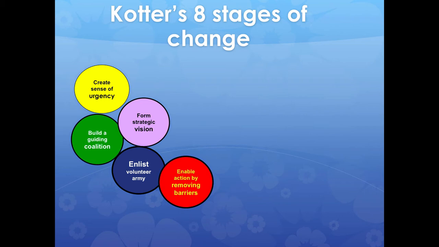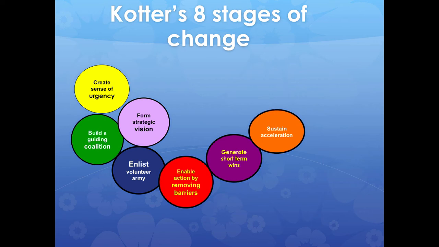The fifth stage he described as enabling action by removing barriers. So we know that people are not going to enjoy the change, so please make their life as easy as possible if you can. And while you're at it, you're trying to motivate them, make them feel better, so generate short-term wins. Once you get it going, please sustain the acceleration. Don't lighten up. Don't declare victory too soon. Make sure that the change is sustainable and going somewhere before you give up. And hopefully you'll get to where you need to go. So these are Kotter's 8 stages.